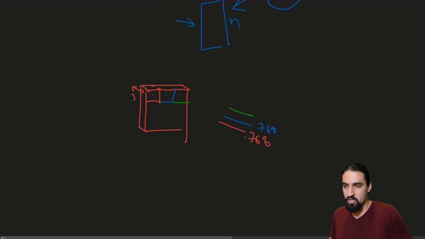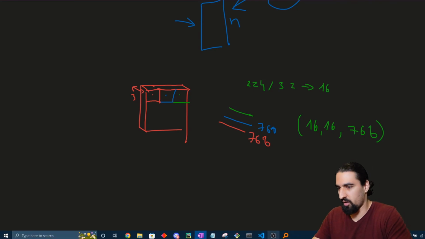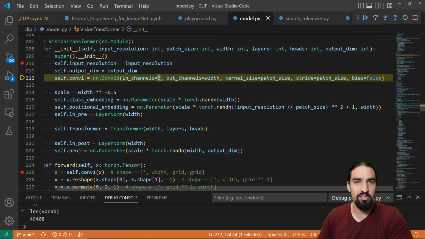You do that for the whole image, and you end up with what? You end up with whatever the number of patches is. That's going to be 224 divided by 32. That's going to give us, I think, 16. So we're going to end up with a 16 by 16 grid of these 768 vectors, so like 16, 16, 768 volumes here. So let's verify that hypothesis. Well, we'll get to that a bit later, but that's what this layer is doing. Hopefully this helped. Let's continue.